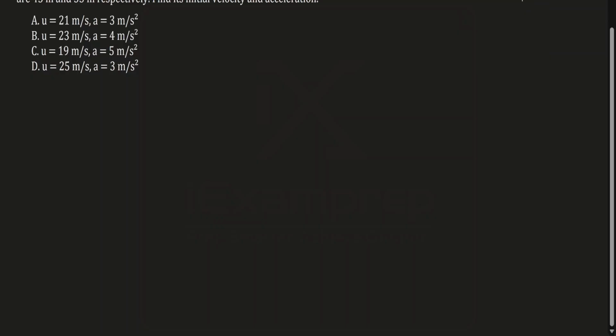So this question says that the distance covered by an object in the 6th and 8th seconds of motion are 45 meters and 53 meters respectively. When you see a question that says distance covered in a particular time or during a particular time, not at the end of that time, not at the completion of that time, if it is in that second or during that second, use the formula Sn equal to u plus a over 2 into 2n minus 1, where n is the number of the second.